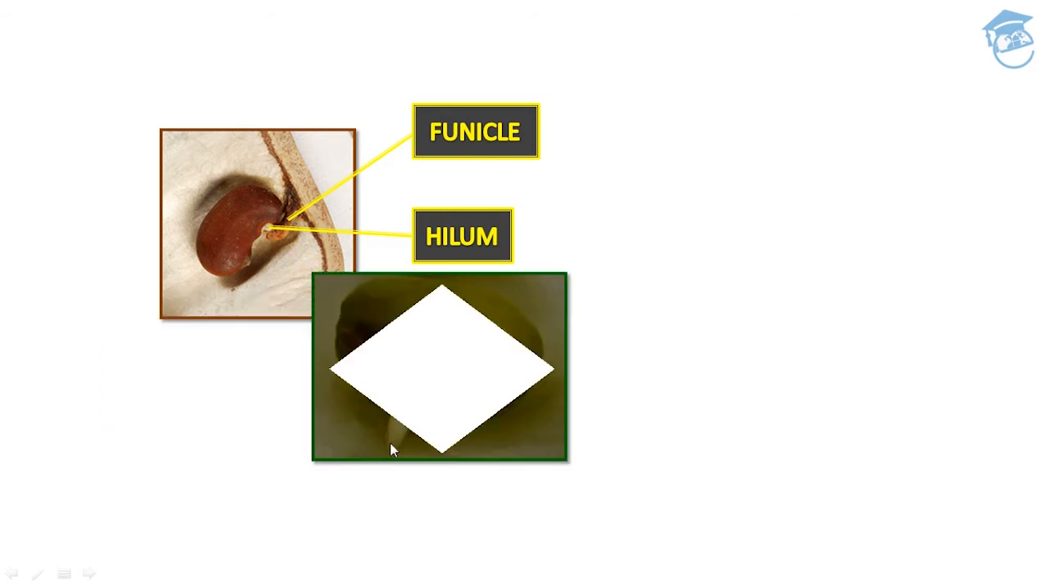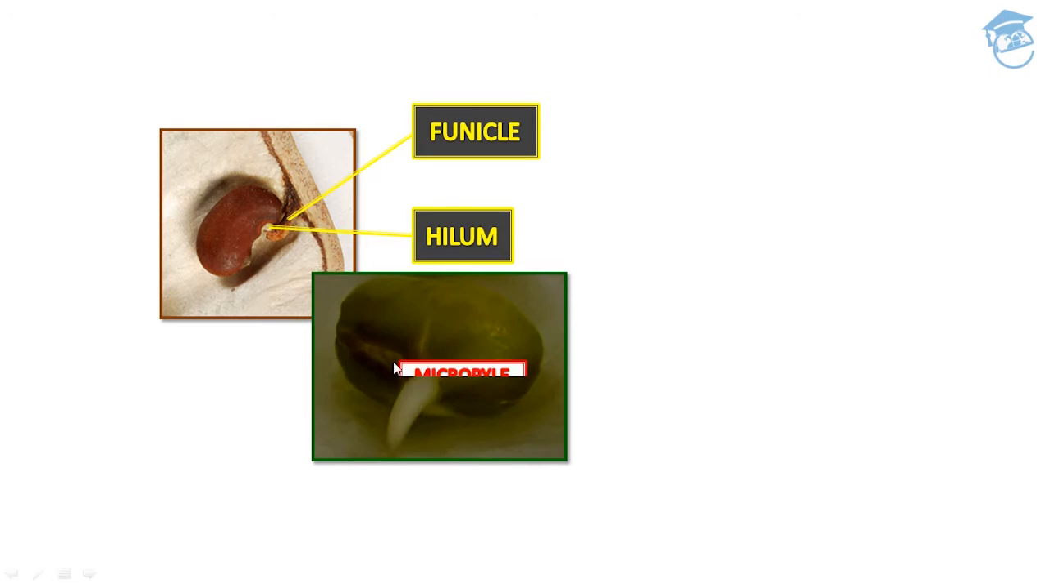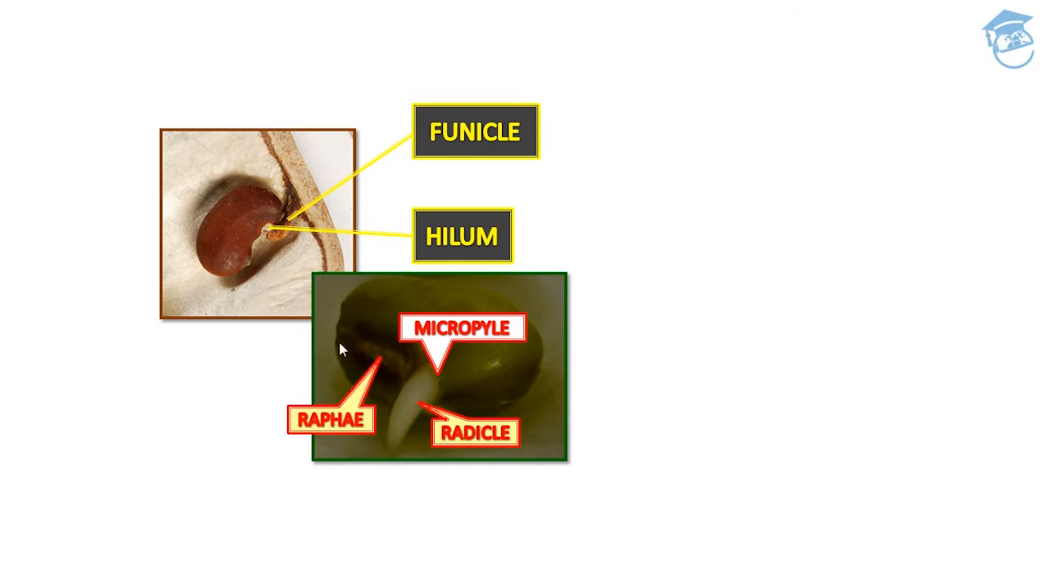Okay, see, this is the zoom view. This is the micropyle of a seed. This is the radicle that gives rise to the root system, and this is the raphe.